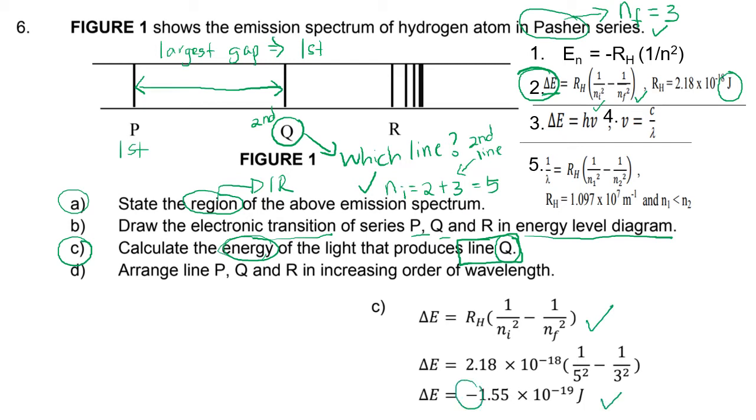Here you will notice there is a negative sign. So then we know that our answer is correct, because from here we know that this is the line produced. If a line is produced, it means that the electron is dropped. If the electron is dropped, it means that it will release energy. This is why you will get a negative sign when you do the calculation.